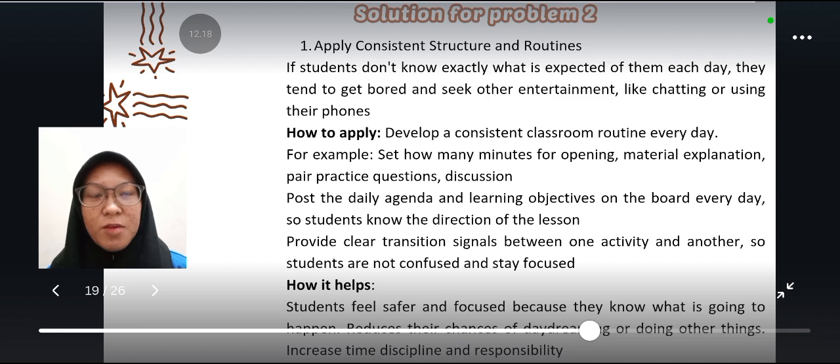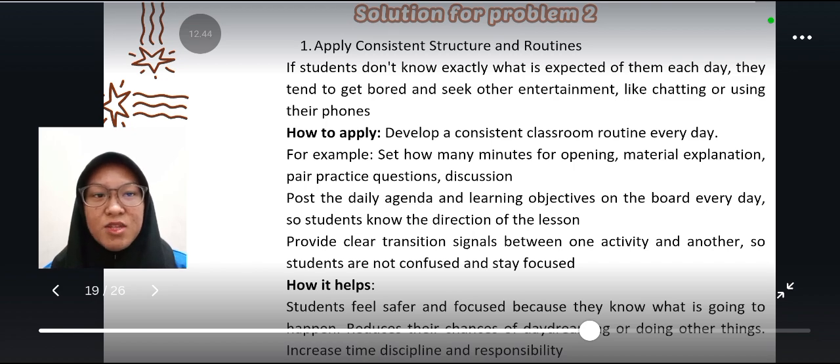How to apply? Develop a consistent classroom routine every day, like set times for opening, material explanation, pair practice, and question discussion. Post the daily agenda and learning objective on the board every day so students know the direction of the lesson. Provide clear transition signals between one activity and another so students are not confused and stay focused.